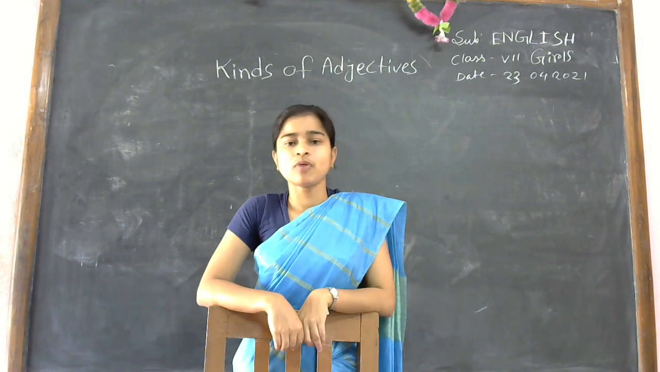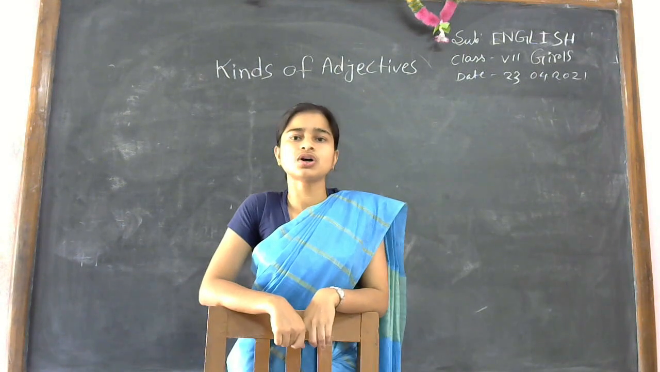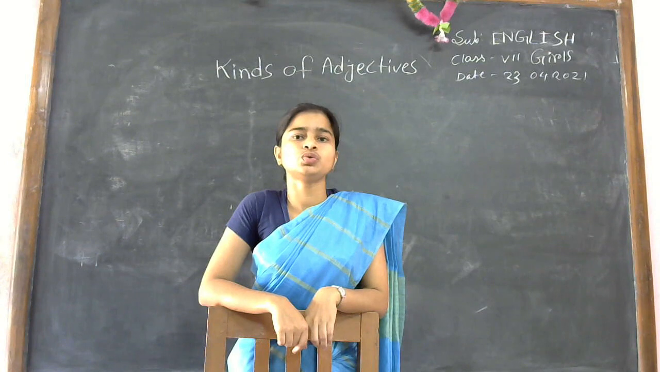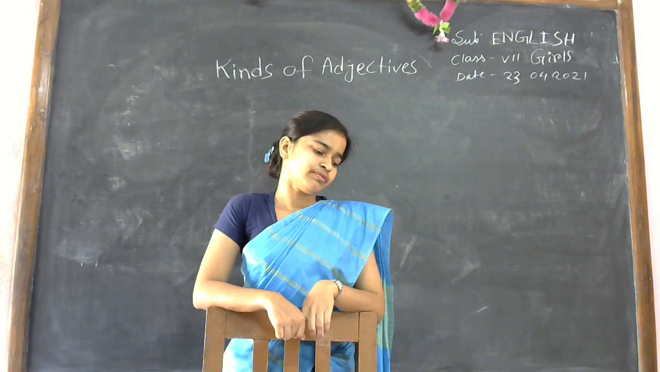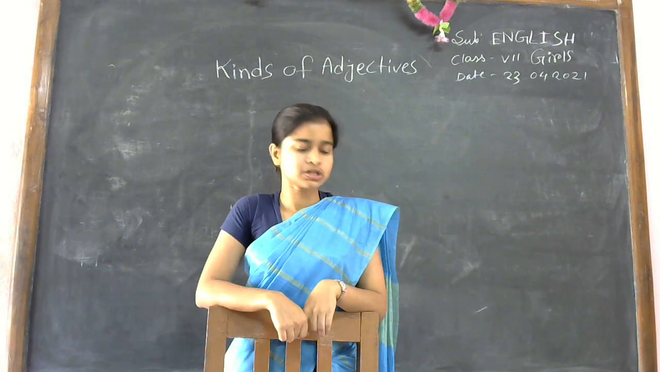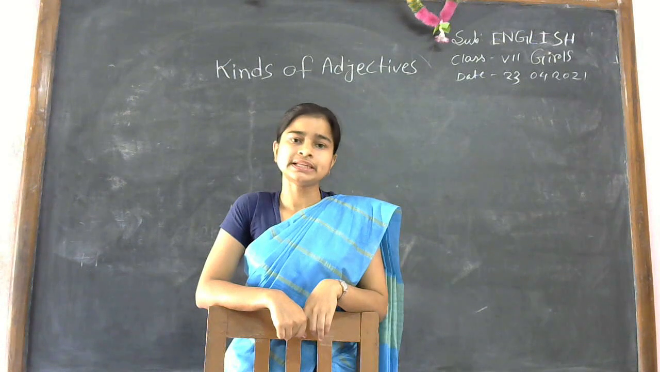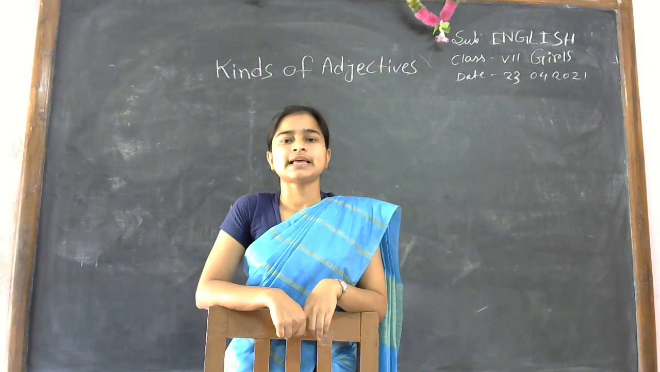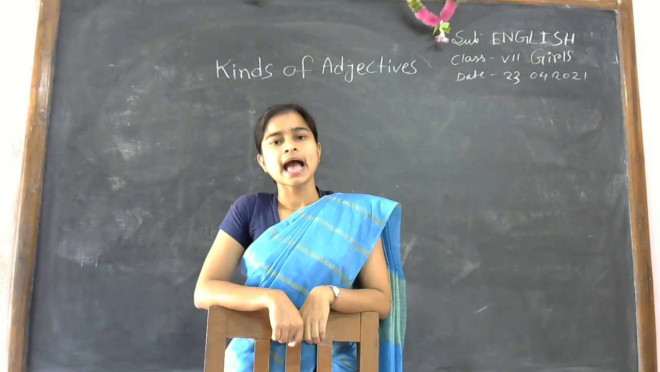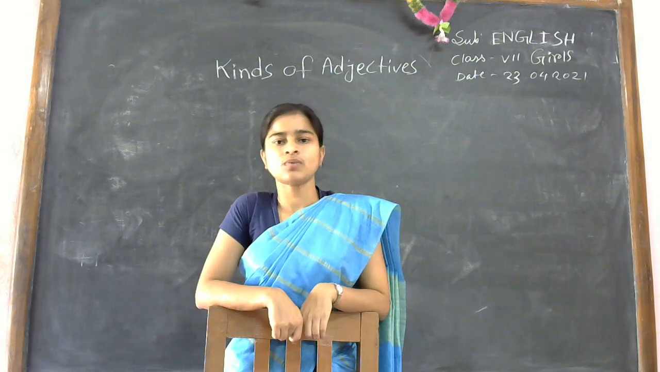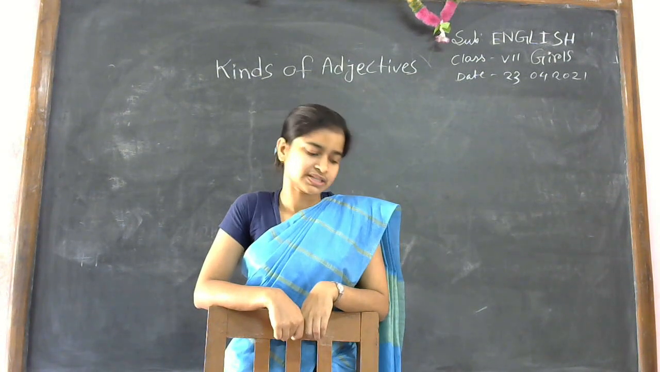Next comes demonstrative adjectives. The word demonstrate means to indicate something. So, very easily we can understand that demonstrative adjectives are those adjectives which will demonstrate or indicate some noun. Now, if I say that this boy is good, here boy is the naming word and it is indicated by the word this. So, here this is a demonstrative adjective.